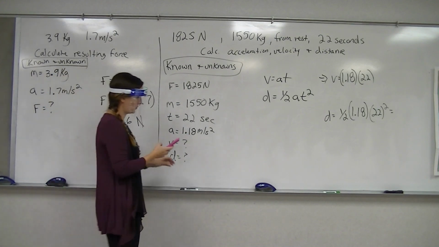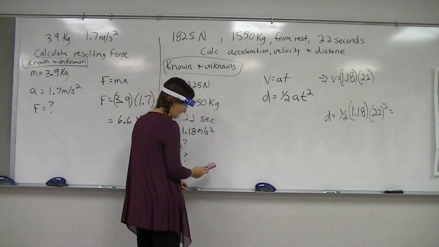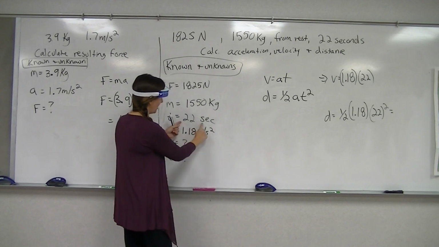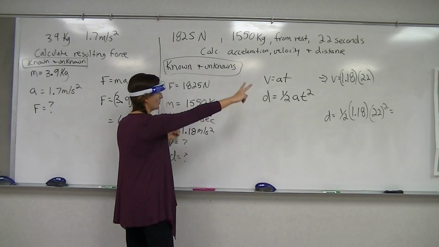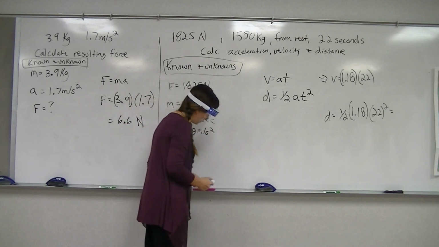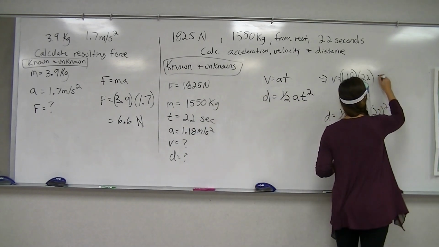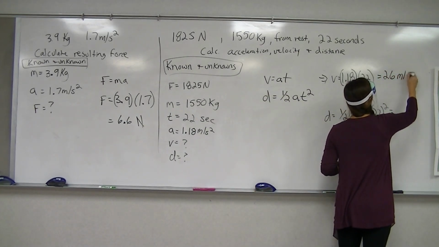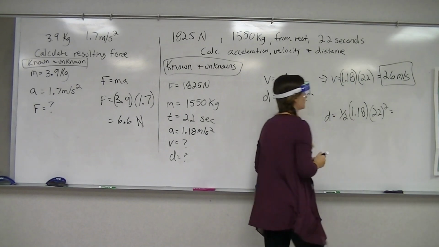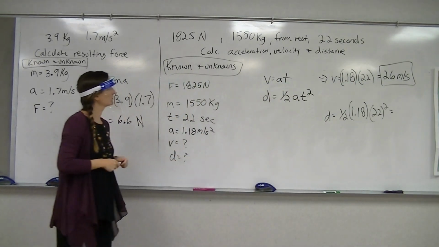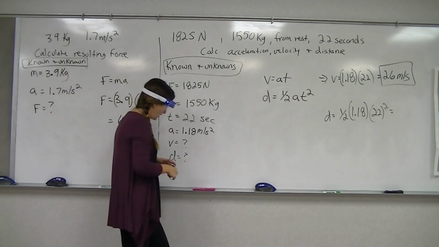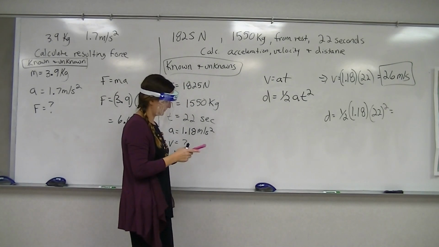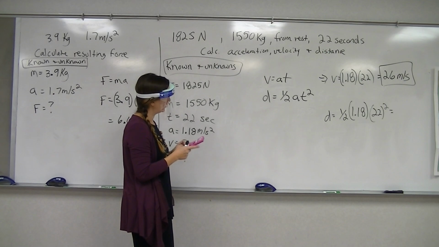22. So it was going, how many sig figs? 2 sig figs for this one, because the time was given in 2 sig figs. So we want our answer in 2. So it's going to be 26, we have to round up, meters per second. I had it moving pretty fast. Now let's do the distance. And it moved quite a distance as well.